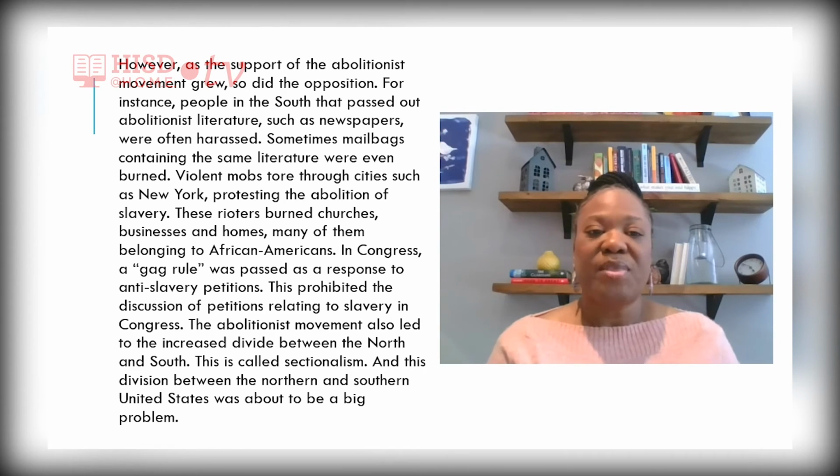In Congress, a gag rule was passed as a response to anti-slavery petitions. This prohibited the discussion of petitions relating to slavery in Congress. The abolitionist movement also led to the increased divide between the North and South. This is called sectionalism. And this division between the Northern and Southern United States, it was about to be a very big problem.